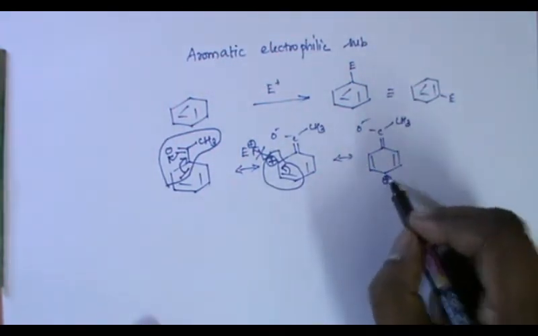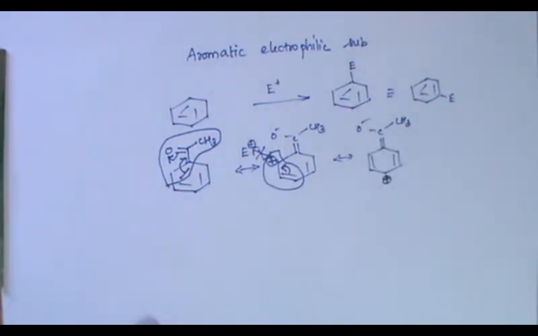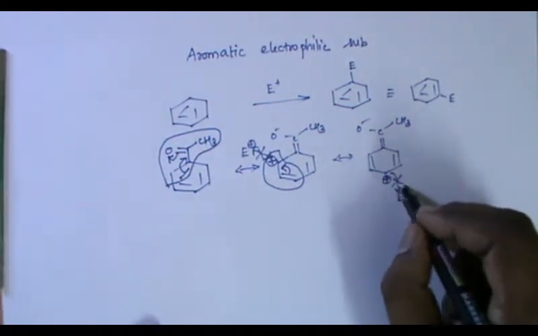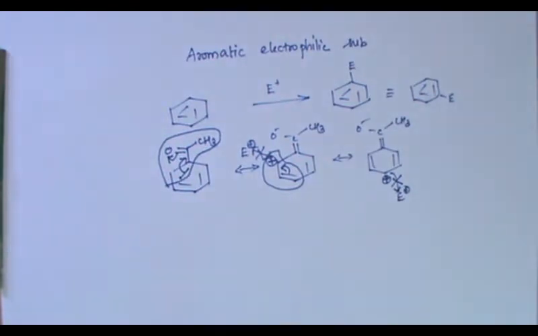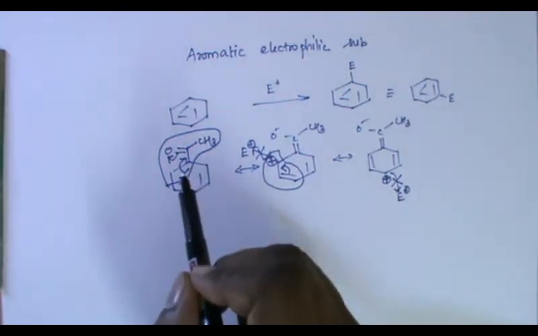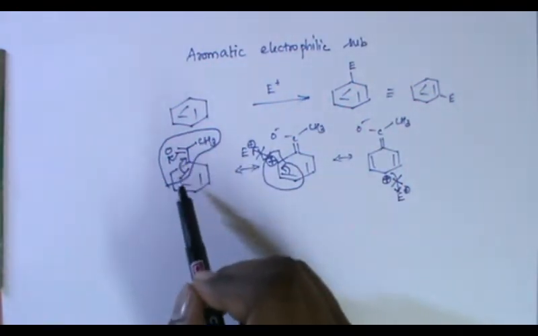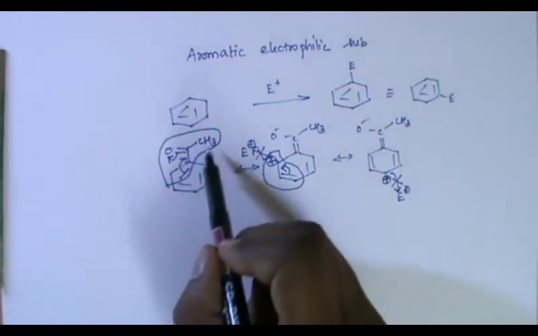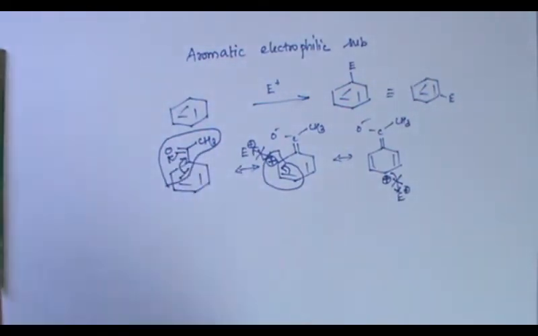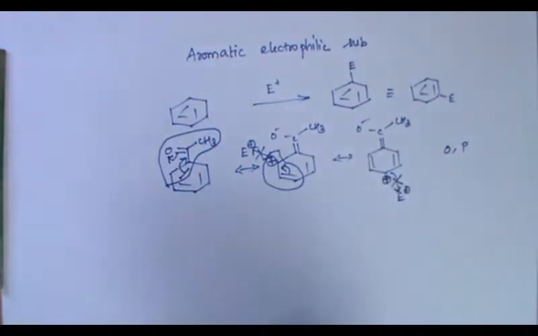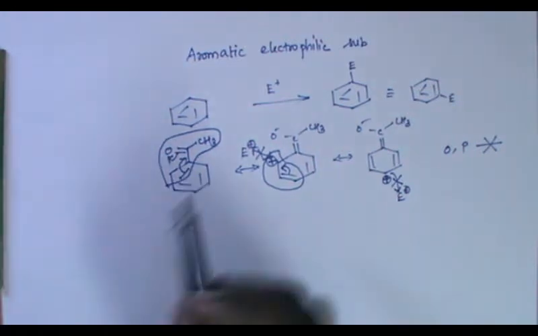Again, we get positive charge on the para position of the carbonyl group, so this position cannot attack an electrophile. So in the case of acetophenone, in which the electron withdrawing acetyl group is attached to benzene, the ortho and para carbons cannot react with the electrophile. So you will not get ortho and para substituted product in this case.